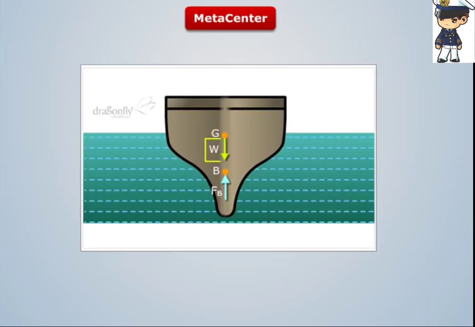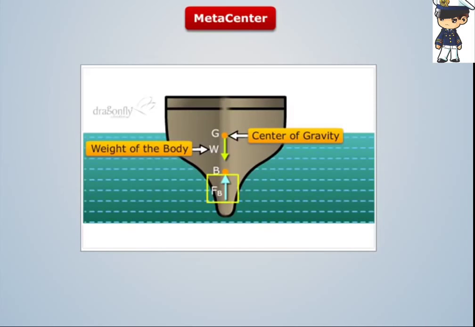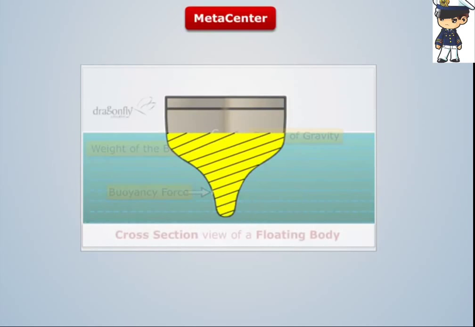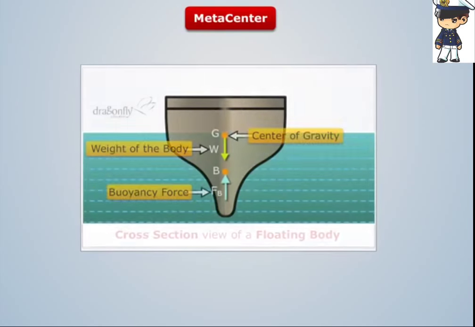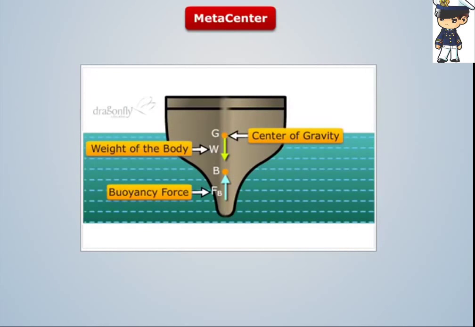A vertical downward force of gravity, which is equivalent to the weight of the body, W, acting at the center of gravity, G, and an upward vertical buoyancy force, FB, which is equal to the weight of the water displaced by the immersed body, which passes through the centroid of the displaced volume of water, that is, the center of buoyancy.